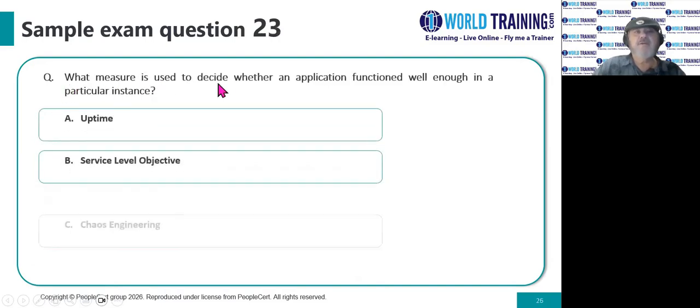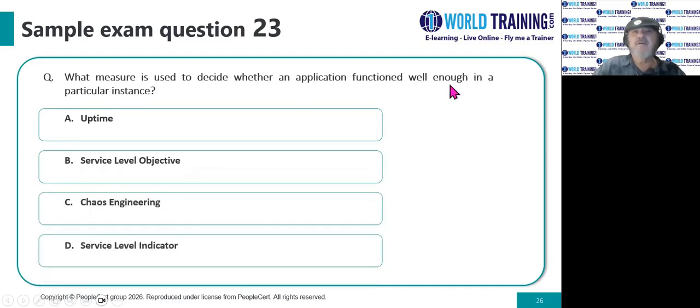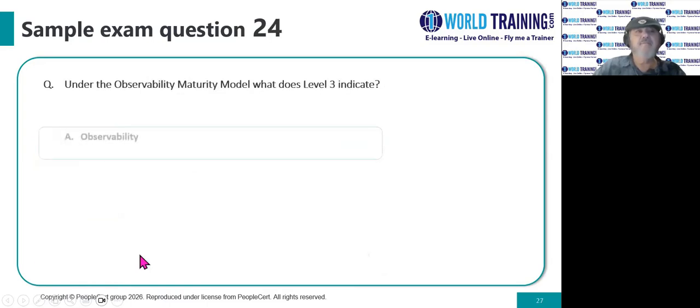23, what measure is used to decide whether an application functioned well enough in a particular instance? Functioned well enough. Uptime could be a measure, but it doesn't answer the question. SLO is more of an objective. Yes, engineering is more of a hypothetical test. SLI, service level indicator, that's certainly true. So D, service level indicator.